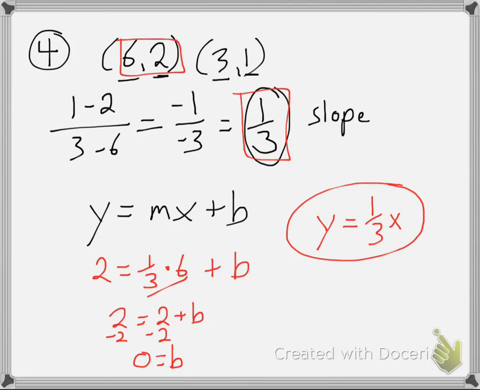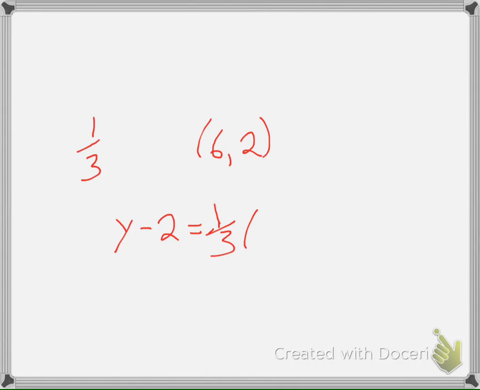Now, if you did this in point slope form, let's just see the difference. So we know that our slope is 1/3. We know we have 1 point, so I'll use just the same point. So the point I used was (6, 2). So for point slope form, I'm going to do y minus the y value, 2, equals our slope, 1/3, times x minus the x value, which is 6.